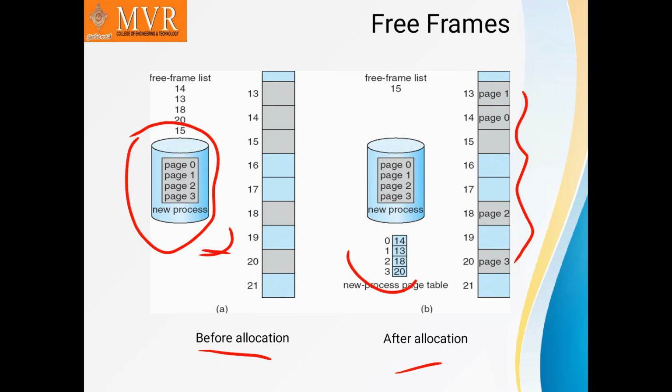The new process frames are 14, 13, 18, 20. Okay, 13 has page 1, 14 has page 0, 18 has page 2, and 20 has page 3. See here, this is the new page table. So before and after allocation, the free frame list is like this.